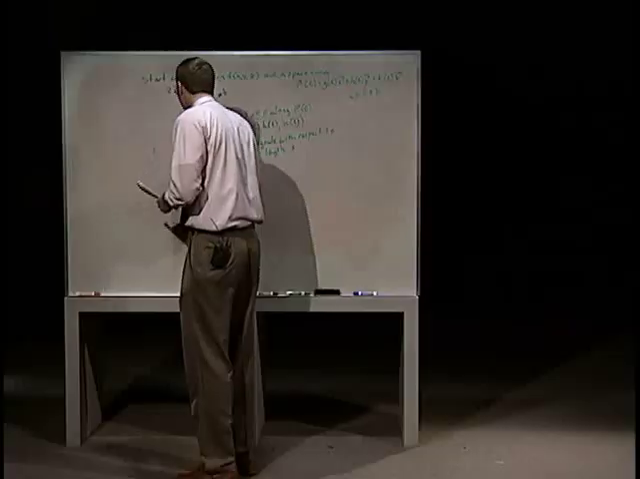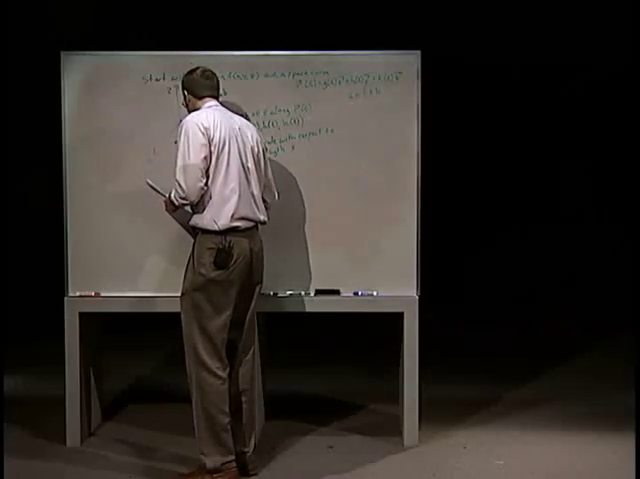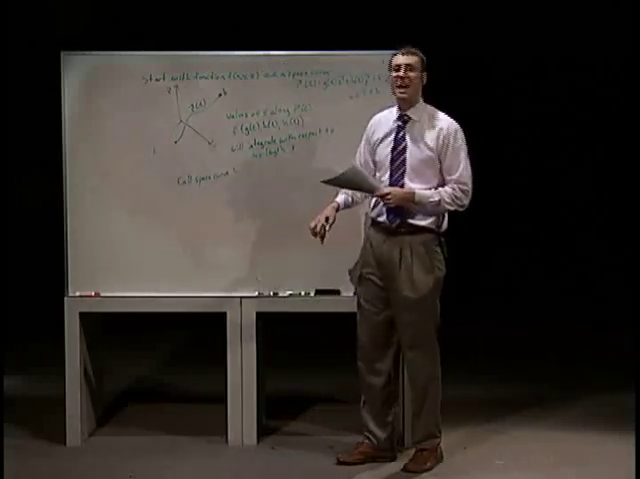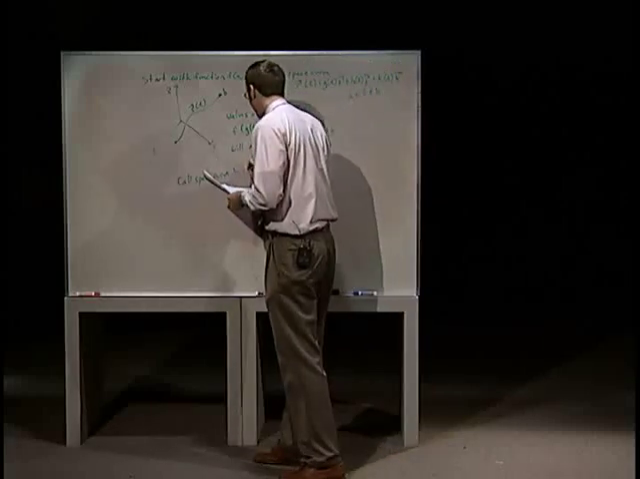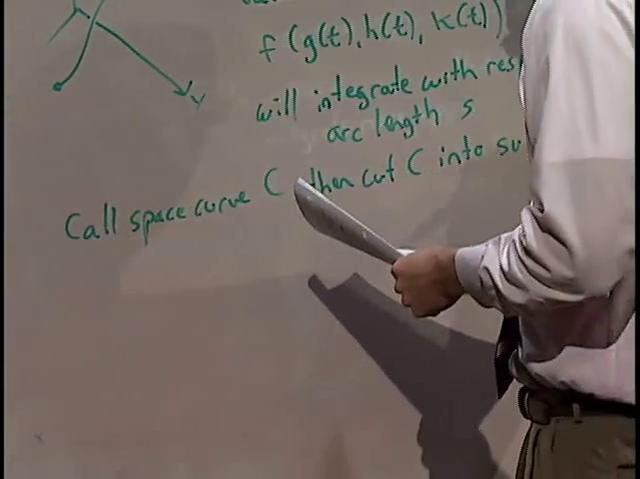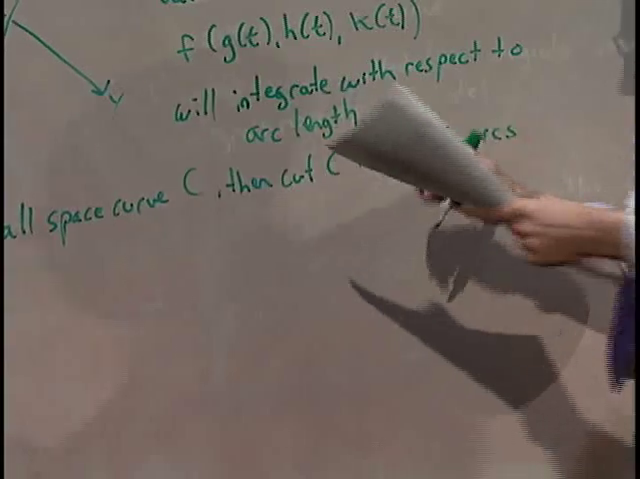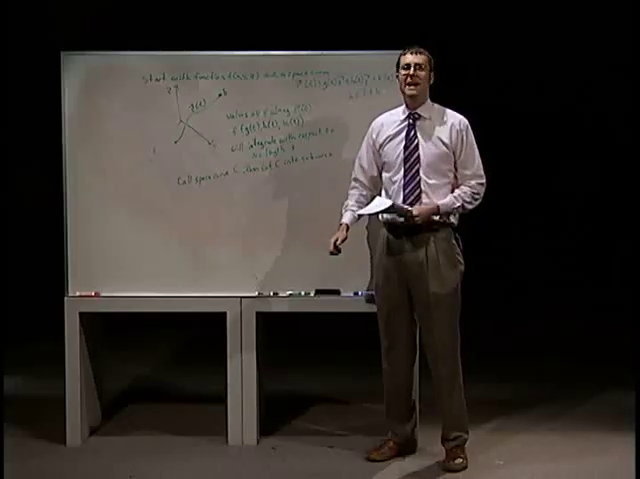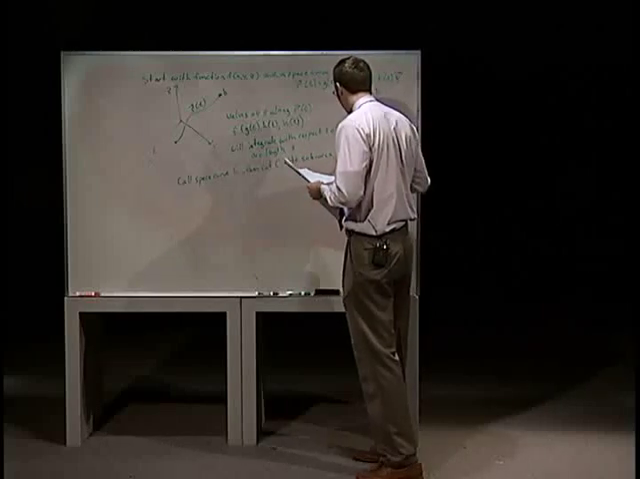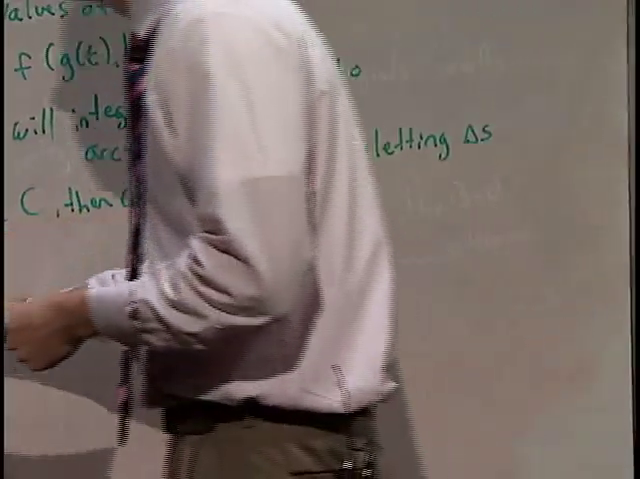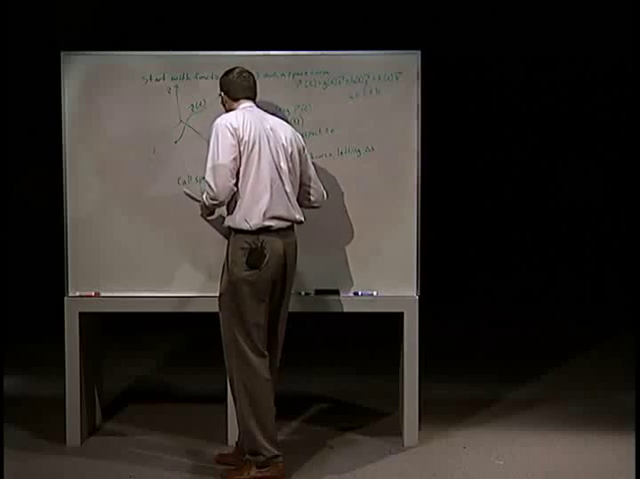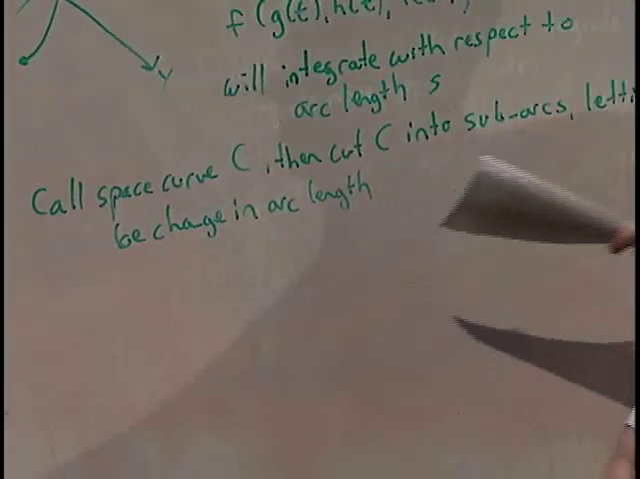And we're not going to call this space curve r of t, we'll call it capital C, because the notation down the line uses this, right? And then we're not going to get so very precise with this, but we will cut C up into subarcs, and as soon as we're cutting things into smaller pieces, we think integral and limits and Riemann sums and all that good stuff. And we're going to let delta s be a change in arc length. Right? So we're not going to get overly technical here.